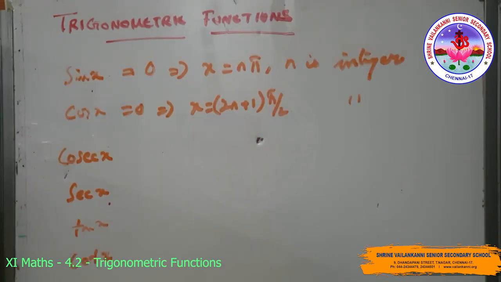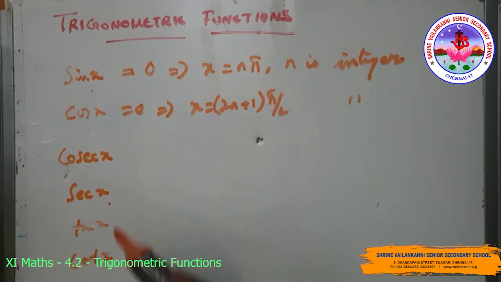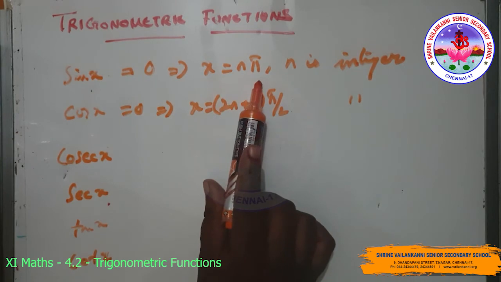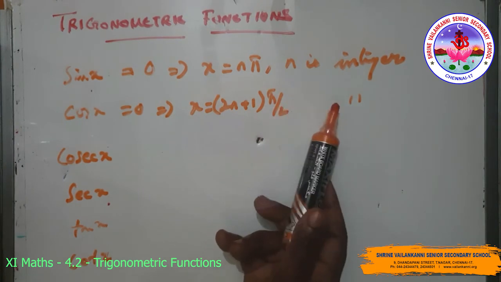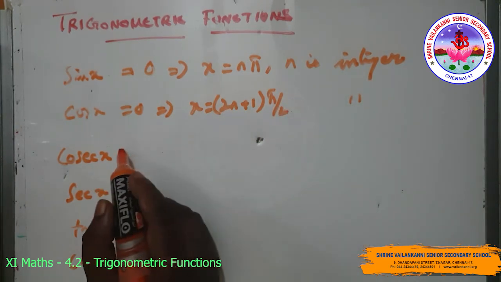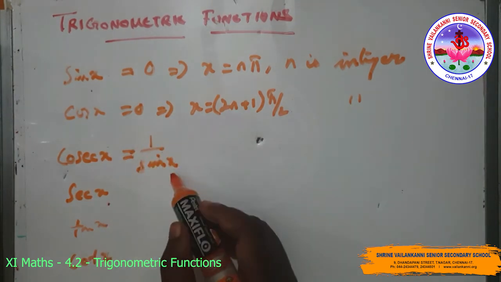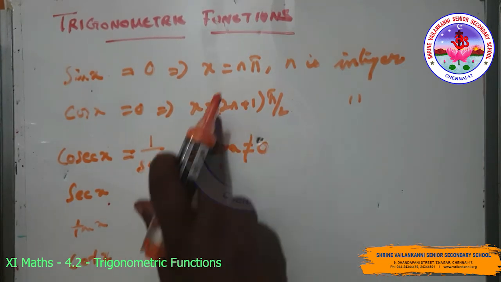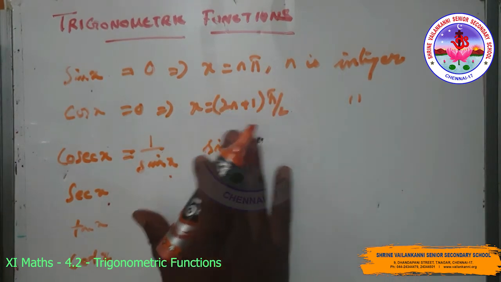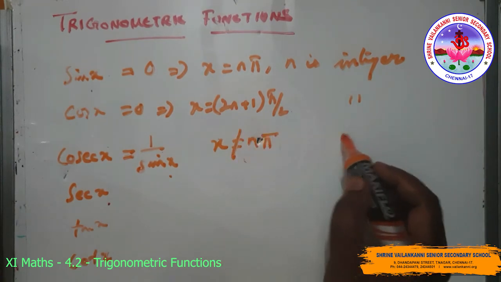Now we define the other trigonometric functions in terms of sine and cosine functions. If we find the sine and cosine functions, then it will be easy to find the other four trigonometric functions. So sin x is 0 implies that x is equal to n pi, n is any integer, and cos x is 0 implies x is equal to 2n plus 1 into pi by 2, where n is any integer. Cosecant x is, by the law of reciprocals, 1 by sin x. In a rational function, the denominator should not be equal to 0, that is sin x is not equal to 0. So x is not equal to n pi, where n is any integer.